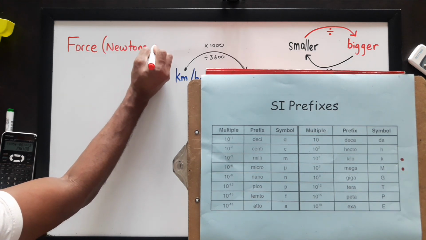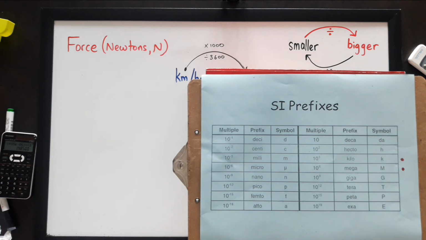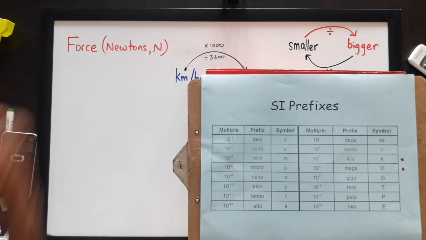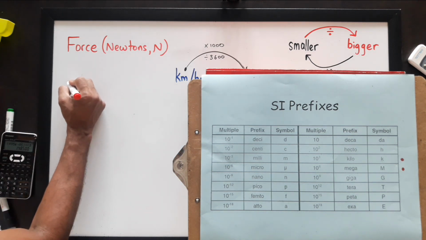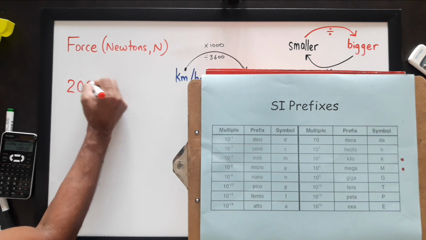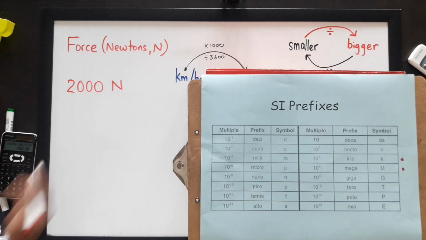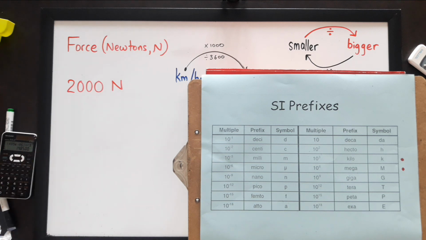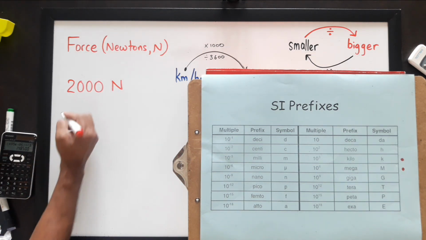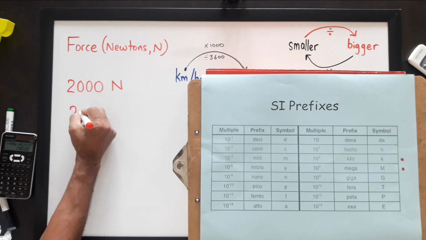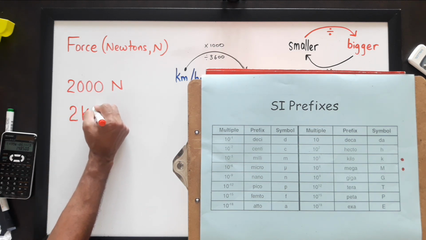And the symbol for newtons is capital N. So when you push somebody or pull something, you pull it at a certain force. Let's say that force was 2,000 newtons. So you pushed somebody at 2,000 newtons. Instead of saying 2,000 newtons, you can say 2 kN.